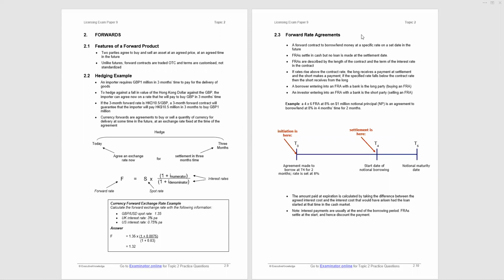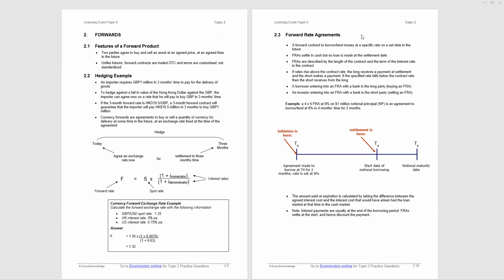Now, this is also covered in topic 5. So I would almost guarantee there will be a question on forward currency contracts. Let's walk through this example. So we're told an importer requires £1 million, GBP, Great Britain pounds, in 3 months' time to pay for the delivery of goods. What that means is the importer will have to buy £1 million.